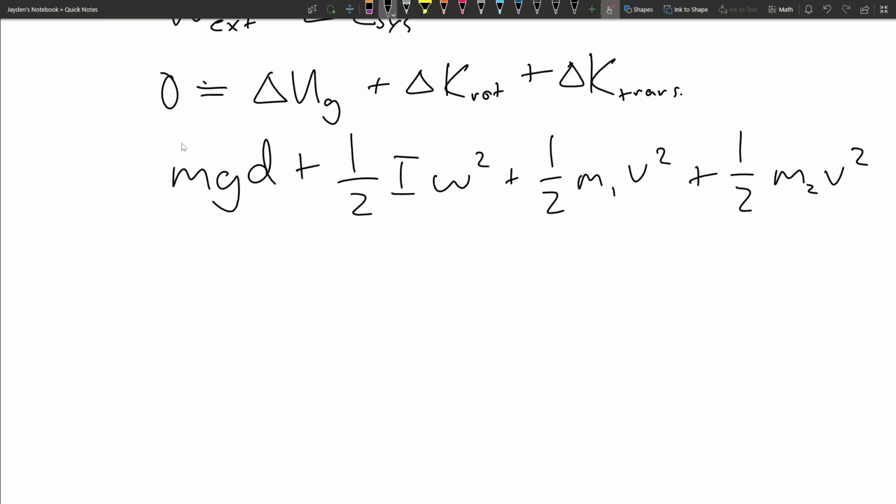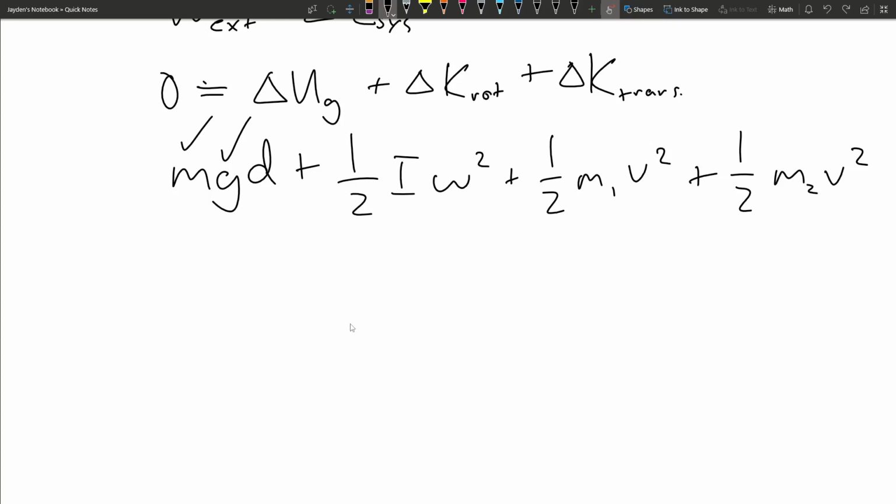So now, what do we know here? We know M, we know G, we know D. We know I, we can find that because I is equal to beta MR squared, and we know all of these. We can convert omega into V over R, and then we can factor out V, and then we can plug it back into the formula. So I'll show you how we can do that real quick.